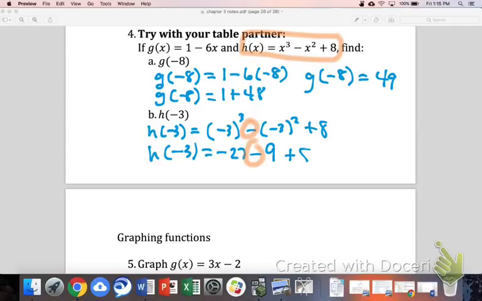Okay, so plus 8. Sarah, you said, oh, wait, and then, okay. You got that. Okay, so then -27 minus 9 is -36 plus 8. Our final answer would be h of -3 equals -28.